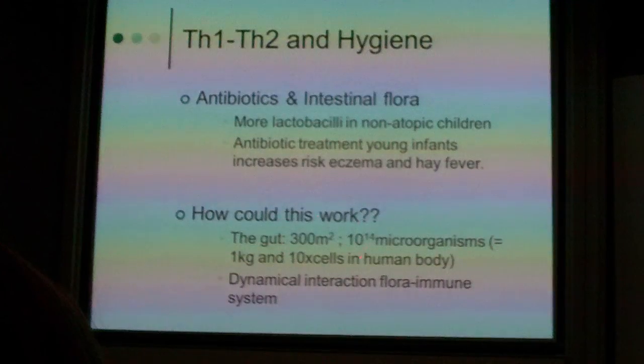So how does it work? Well, the gut, as mentioned over here, has 300 square meters of surface, 10 to the 14 microorganisms, or kilos, and many more bacteria than the human body has cells. And of course, there's a very dynamic interaction of the flora and the immune system. It is known that your immune system is for the first time used when your commensal flora is developed. You are born without a commensal flora, but your first food already gives you the development of your commensal flora, and at the same time the induction of the immune response.